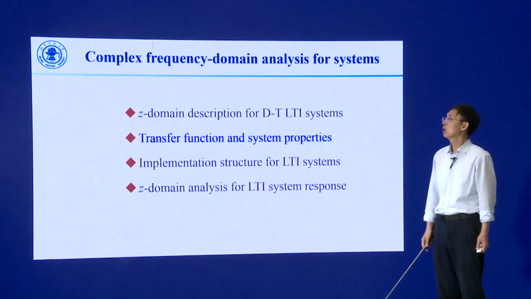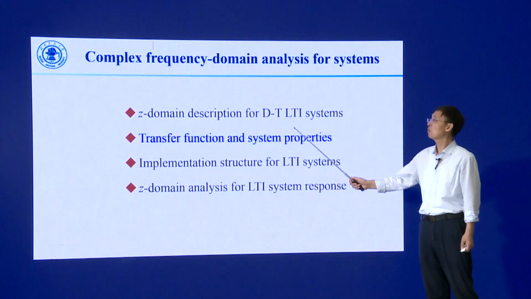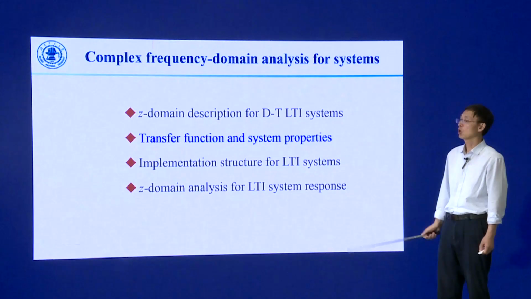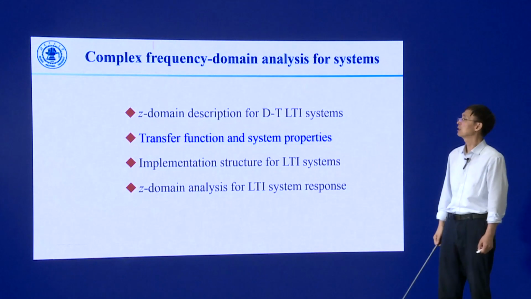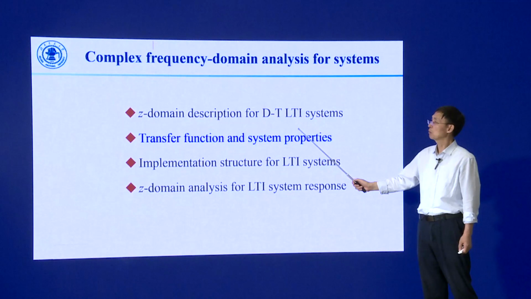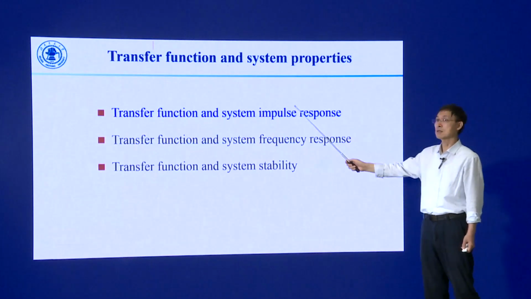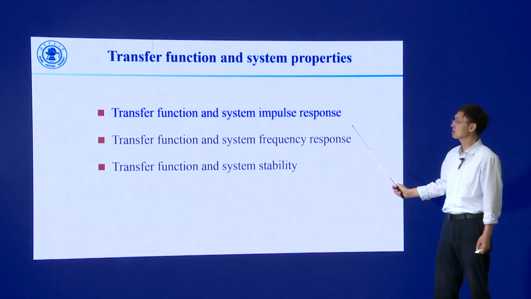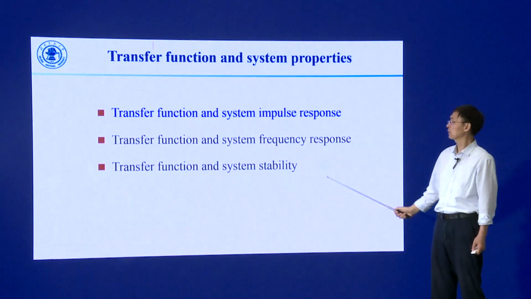Hello everyone. In the last lecture, we studied the Z-domain description for the discrete time LTI system. We gave the definition of the system transfer function. In this lecture, we will discuss the relationship between the transfer function and the system properties. These properties include the system impulse response, system frequency response, and the system stability.